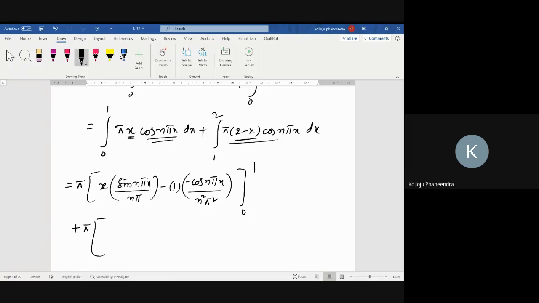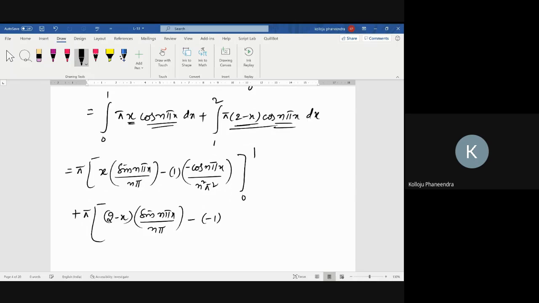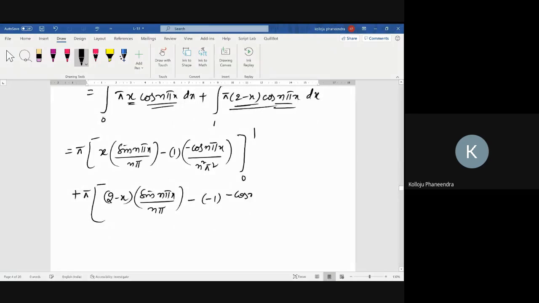This is derivative and this is integrating, 2 minus x. This is sin n pi x by n pi, minus 2 derivative 1, 0, x derivative 1, minus 1, again integration of sin by n pi into n pi, n square pi square. This is between 1 to 2.